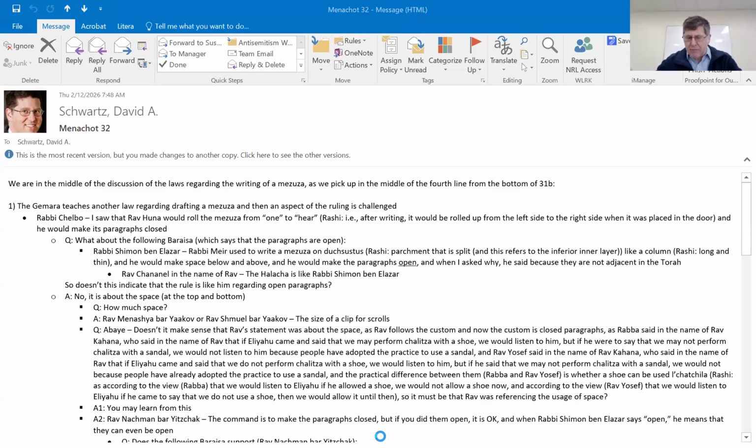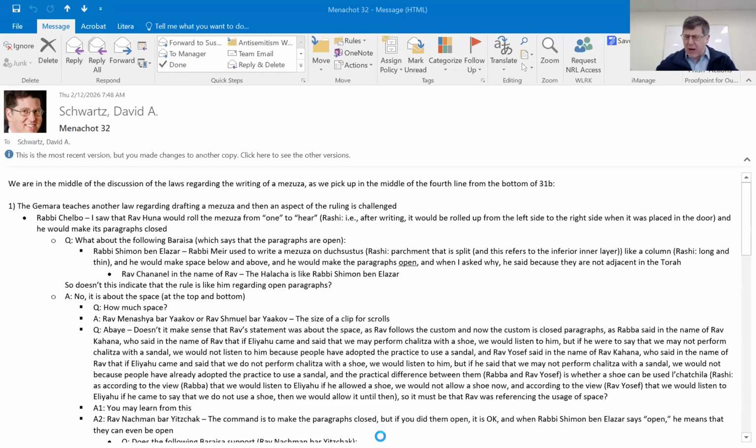Now, the Rambam's definition of closed is a little bit more detailed than the Torah's definition of closed, than what we do in our Sifrei Torah. In our Sifrei Torah, closed means that the paragraph break is only a space of a certain number of letters, and then you begin again on the same line. Now, that's not in fact how we do tefillin. How we do a mezuzah.